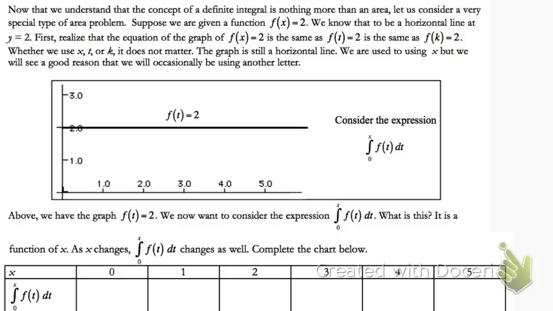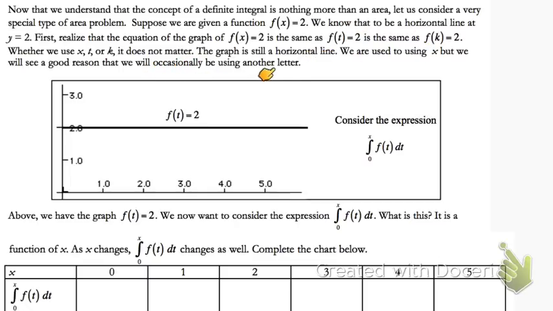So this is called the accumulation function. It says, suppose we're given a function f of x equals 2. It's a horizontal line because it's a constant function. Don't worry about the variable. Notice that f of x equals 2 is the same thing as f of t equals 2, which is the same thing as f of k equals 2. So the independent variable doesn't change how the function is graphed or what it looks like.